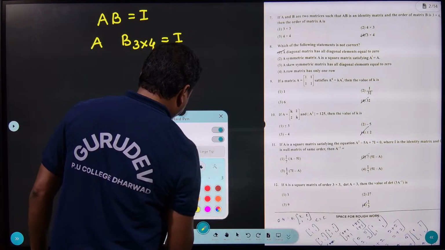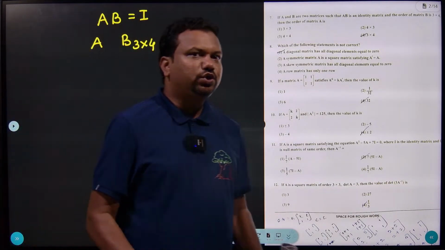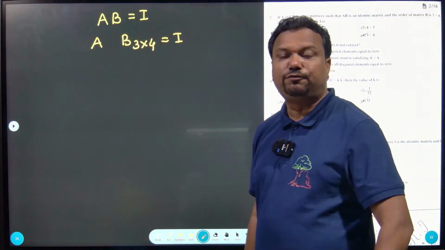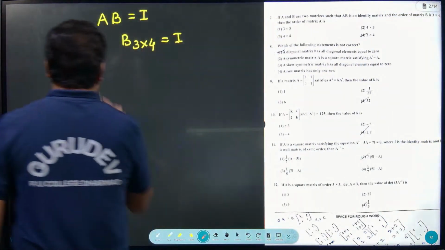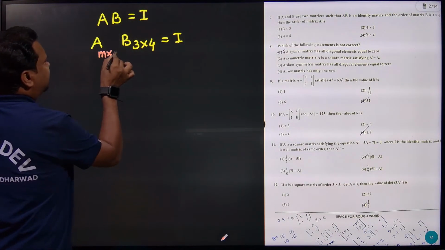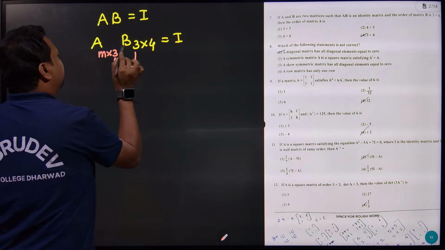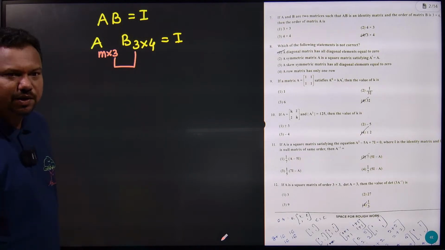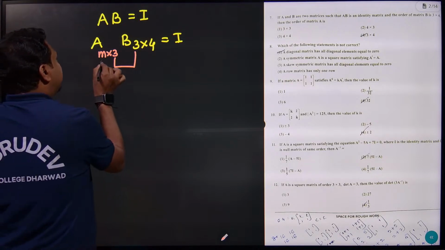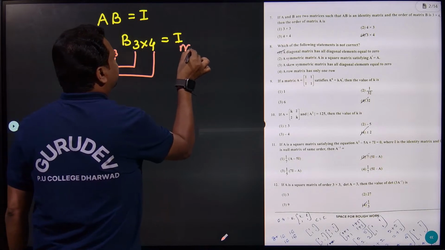Dear students, here you have to understand, suppose you are multiplying any two matrices, there is a rule for that. What is that rule? A must be m cross 3. Why? The number of columns of the first matrix and the number of rows of the second matrix must be equal. Then the resultant matrix when you multiply AB will have m cross 4.